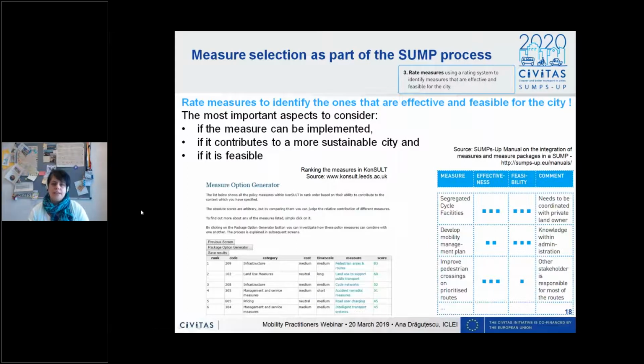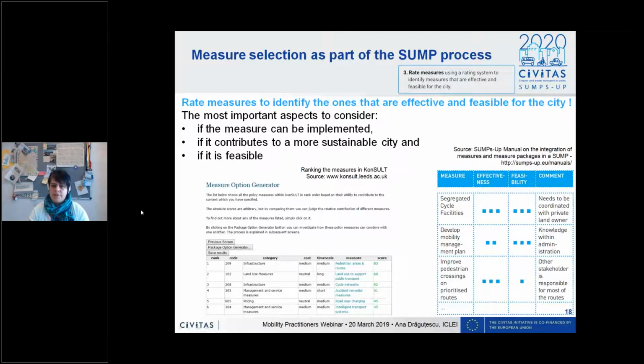Once you have selected the long list of measures, now you have the list, and you have to make it short, because you cannot implement all the measures listed there, and you also cannot implement them all in the same period of time. So you have to rate the measures to identify the ones that are effective and feasible for the city in the future. You have to consider aspects like whether the measure can be implemented, if it contributes to a more sustainable city, and if it is feasible.